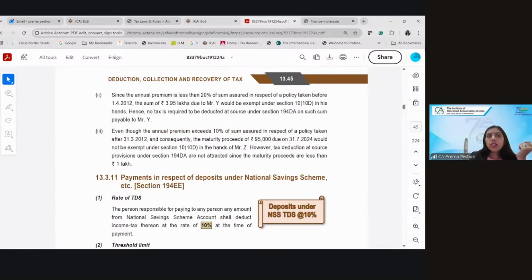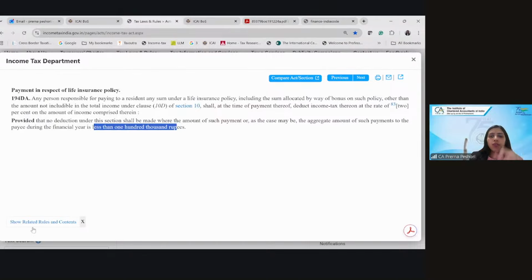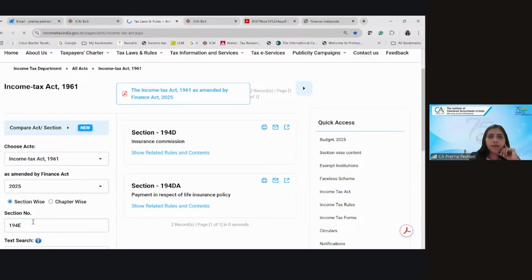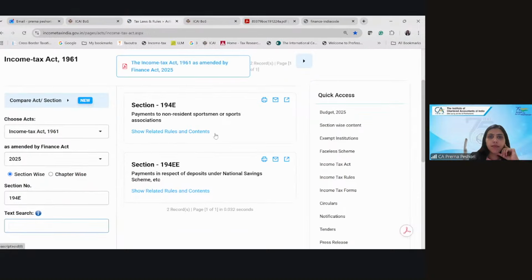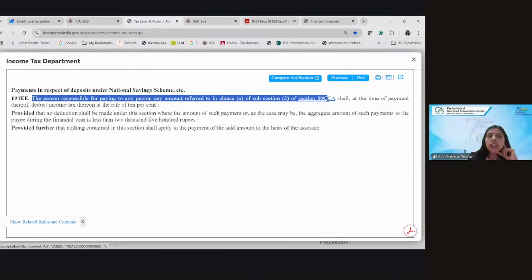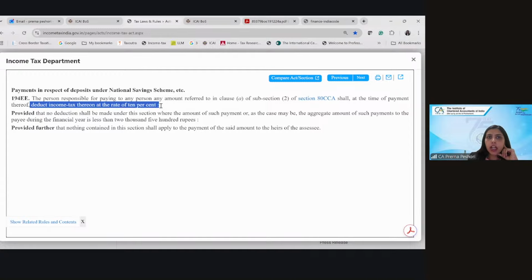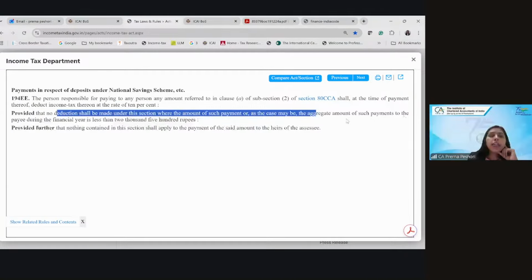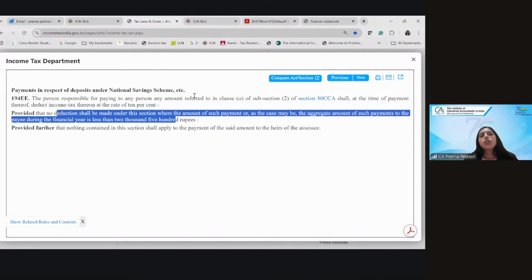Next section is 194EE. First, we'll do 194EE, payment in respect of deposit under the National Savings Scheme. The person responsible for paying to any person any amount referred to in 80CCA(2)(a), which is the National Savings Scheme, shall at the time of payment deduct income tax at the rate of 10%. However, no deduction shall be made where the aggregate amount of payment is less than 2,500 rupees. Are we clear? So it's a very small section.